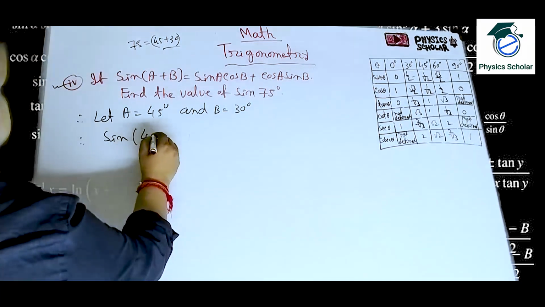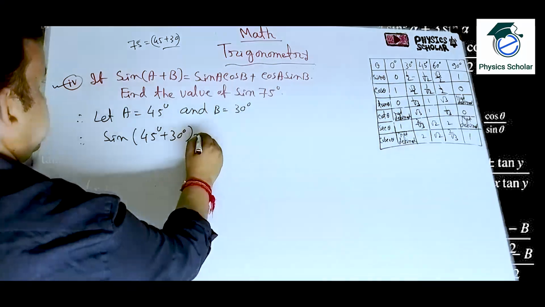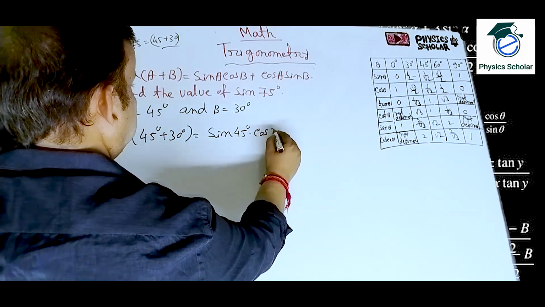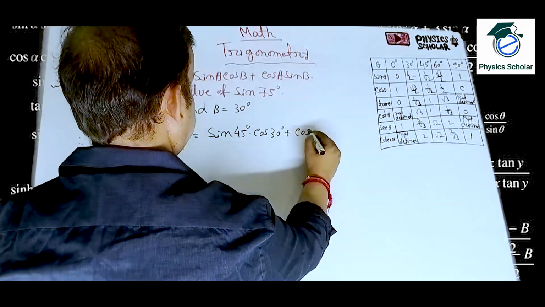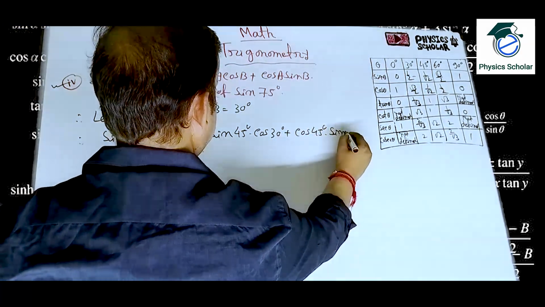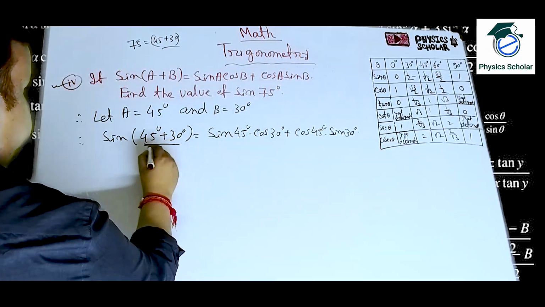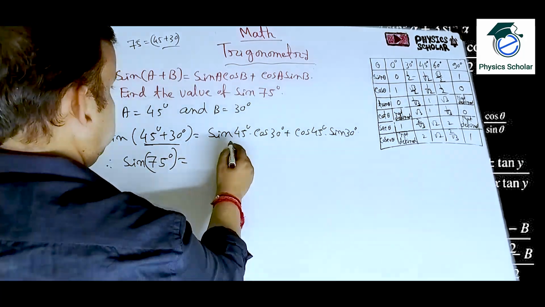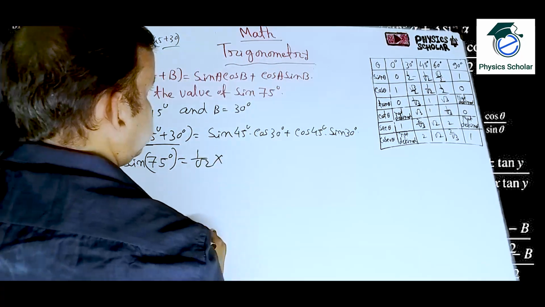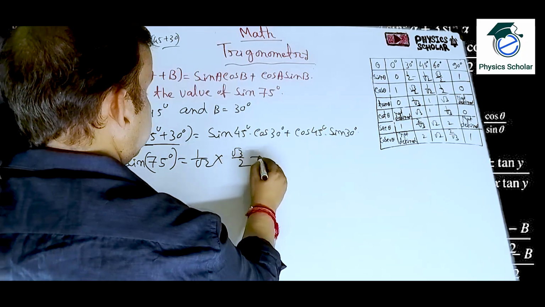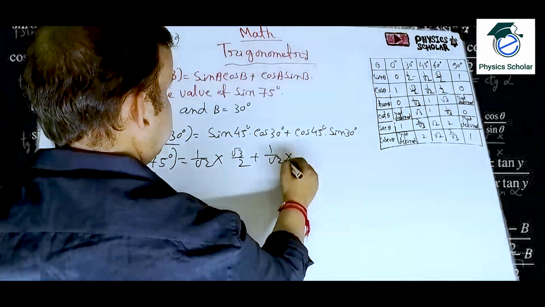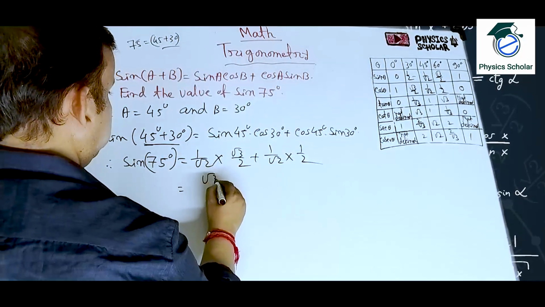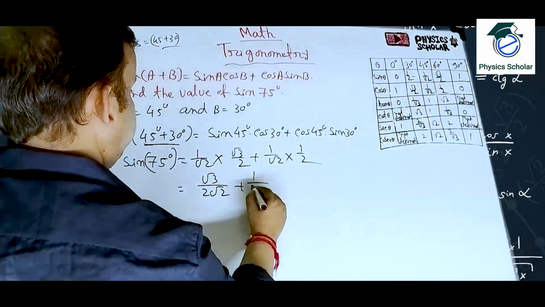So now sine 45 plus 30 degree is equal to sine A into cos B, sine 45 into cos 30, plus cos 45 into sine 30 degree. Okay. So sine 75 degree is equal to sine 45, which means 1 by root 2, into cos 30. Cos 30 means root 3 by 2, plus cos 45, 1 by root 2, into sine 30. Sine 30 means half. Okay. So now it will be root 3 by 2 root 2 plus 1 by 2 root 2.